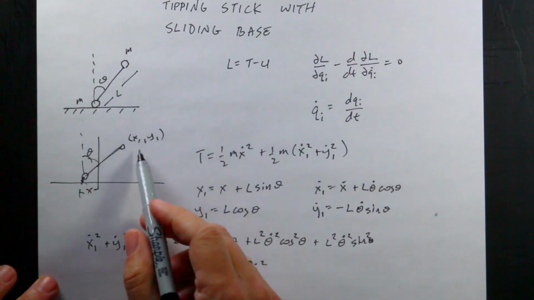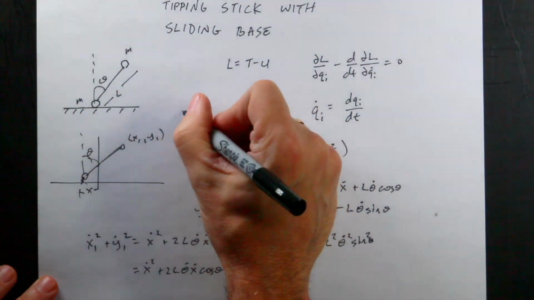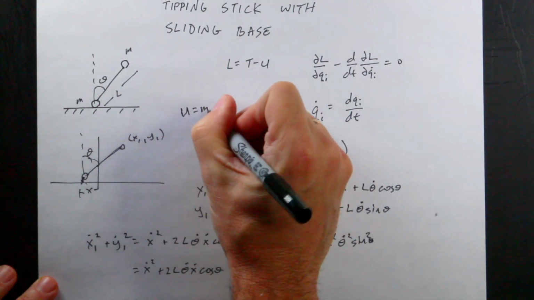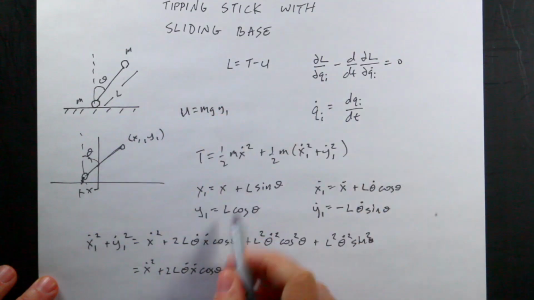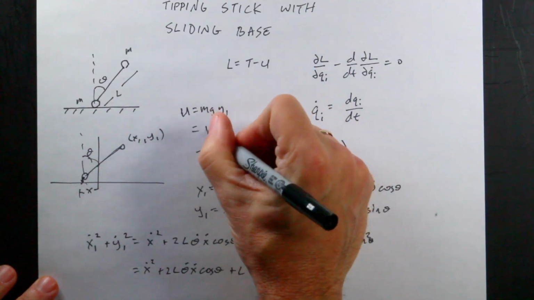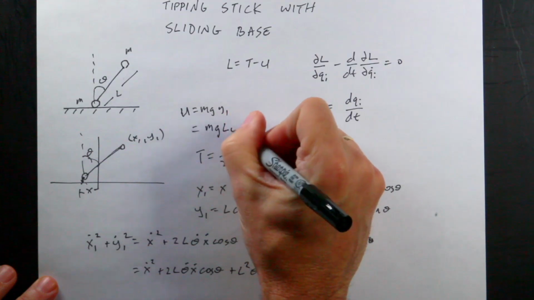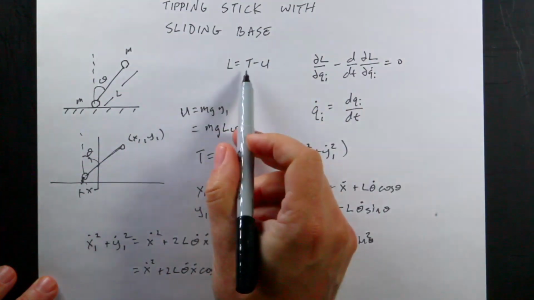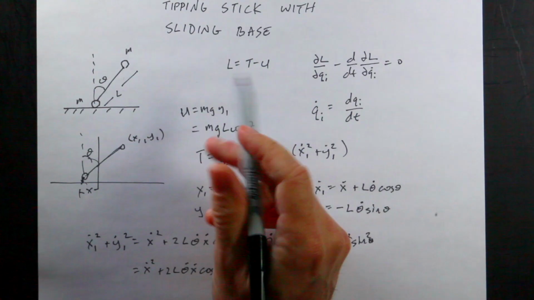Okay, what about the potential energy? Well, the potential energy is just going to be U is mgy1, and so that's just going to be equal to mgL cosine theta. So we can write down the Lagrangian and then start taking derivatives.